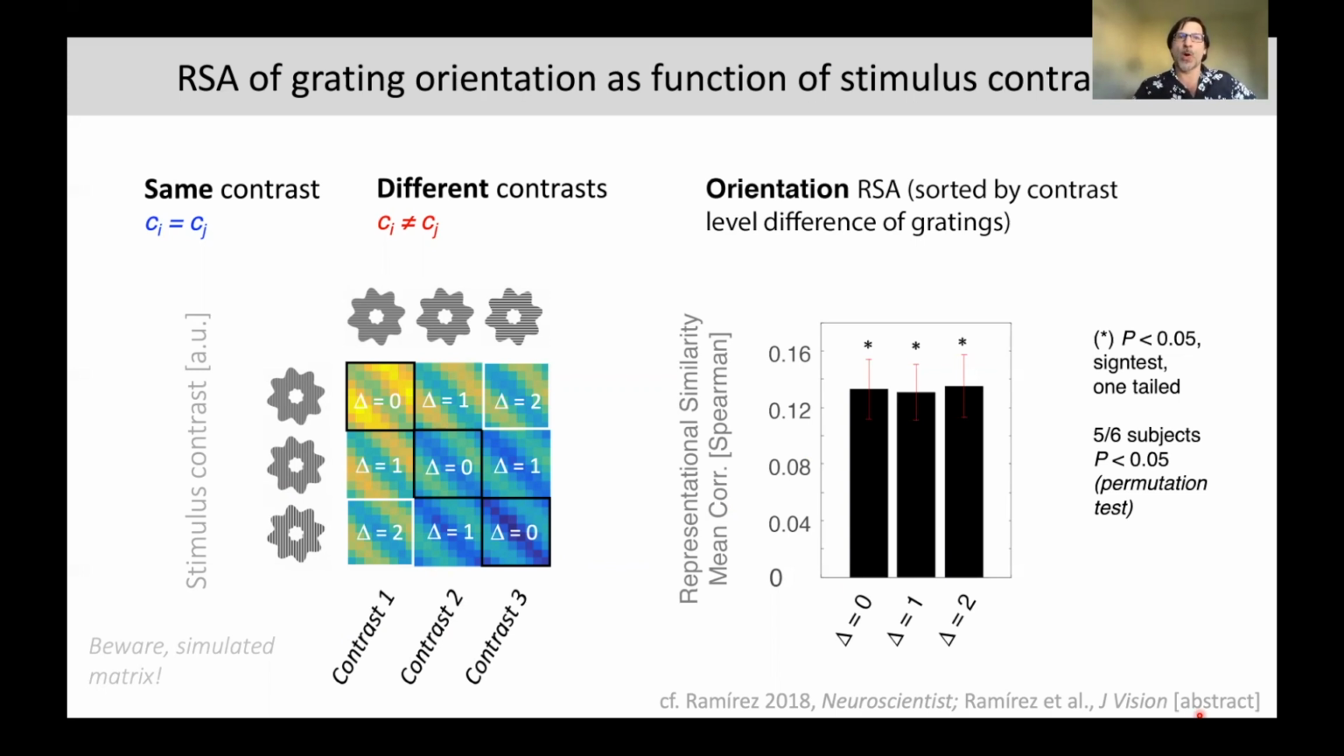Mean correlations with the orientation model template in the y-axis are shown as a function of the difference in contrast level of the stimuli shown along the x-axis. The representation of grating orientation was found to be consistent across subjects and contrast levels.